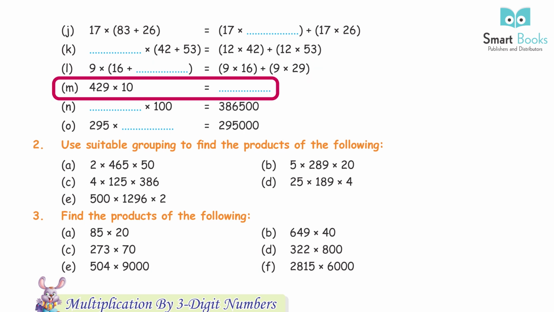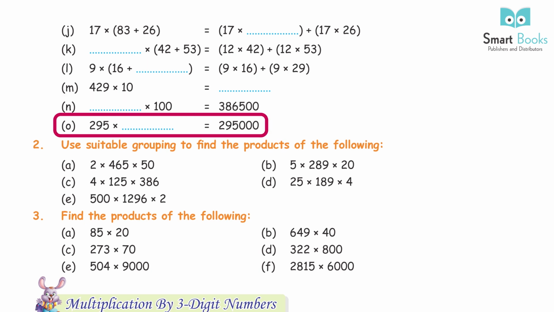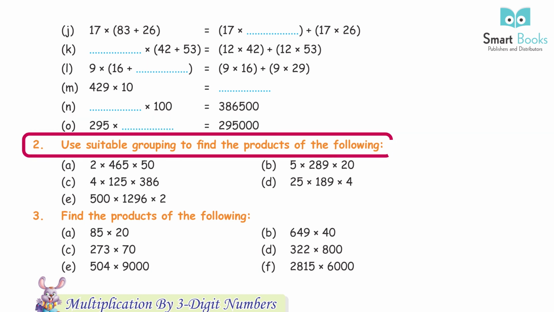M. 429 into 10 is equal to 4290. N. 3865 into 1000 is equal to 38,65,000. O. 295 into 1000 is equal to 2,95,000. Question 2. Use suitable grouping to find the products of the following.